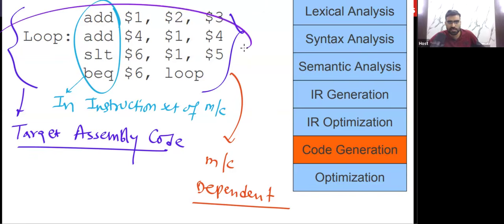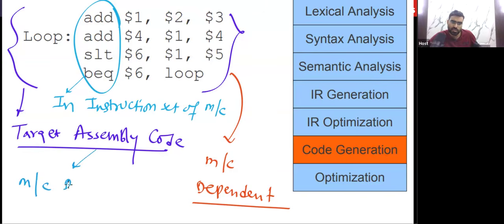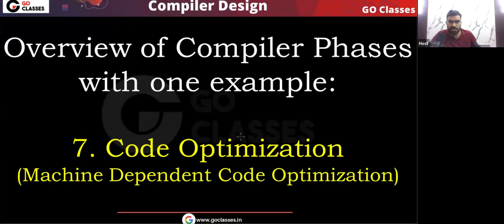The result is machine dependent because this is the target assembly code, and this target assembly code, as you already know, is machine dependent. And the final stage, what is that? The last stage is code optimization, meaning machine dependent code optimization. This assembly code that you got, the machine dependent assembly code, can you optimize that? This is the point. We can optimize that also.